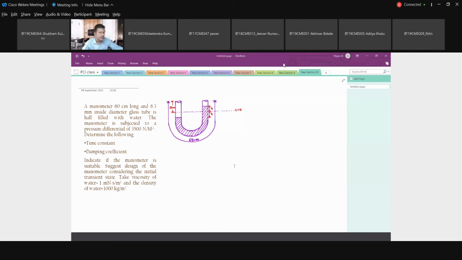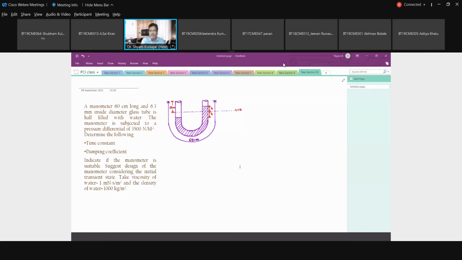Okay, is this visible? I have shared one OneNote document, new section 10. Is this visible? Yes, sir. Okay. So this will be one example from RPVAS that we are taking here today.